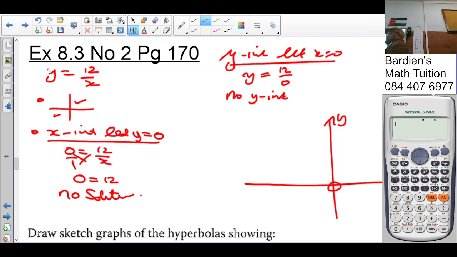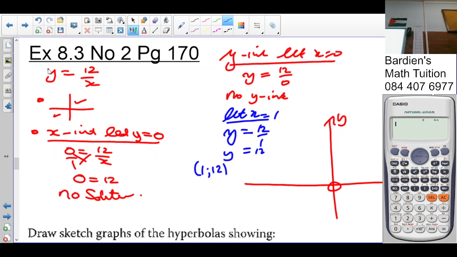So I need to generate at least another point on the graph. What do we do now? Let x equal to 1. If x equal to 1, y is equal to 12 over 1, which is 12. So this point is 1 and 12. We know the graph lies in quadrant 1 and 3. The graph will never cross this axis here. It comes close, as I showed you in the graph yesterday. It comes very close, but doesn't touch the graph.